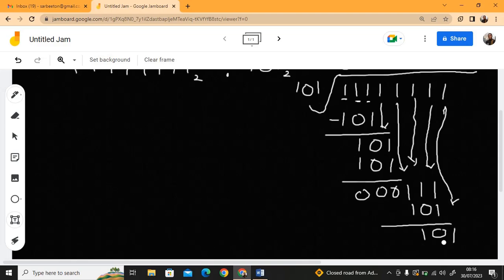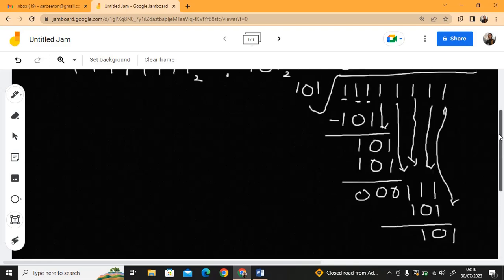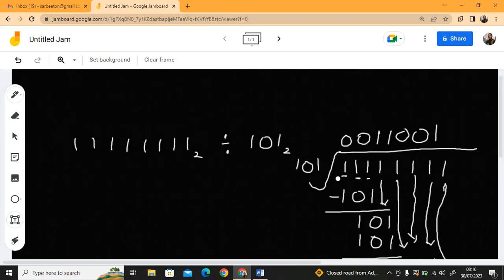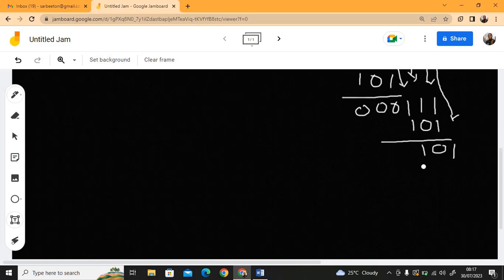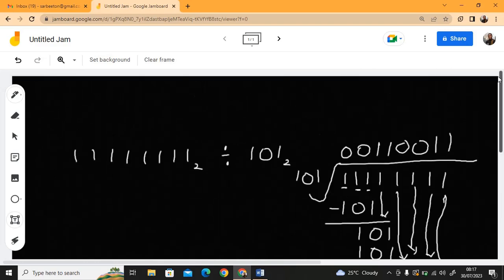So 101 divided by 101, we know it will give us 1. And 101 times 1 will give us 101. So when you subtract this, that is 000. So it means my final answer now is 110011 base 2. You can see this one is very simple and very straightforward.